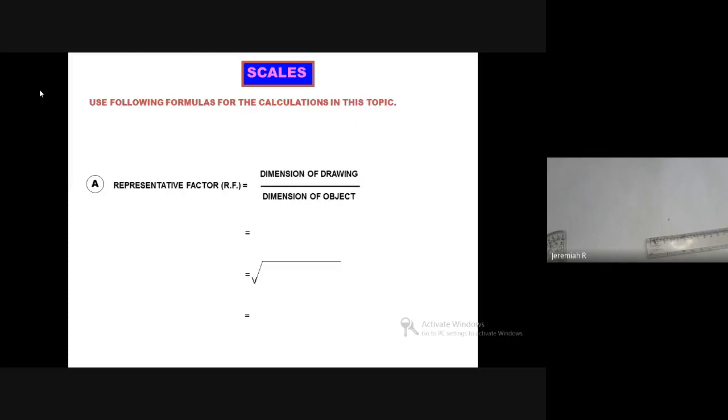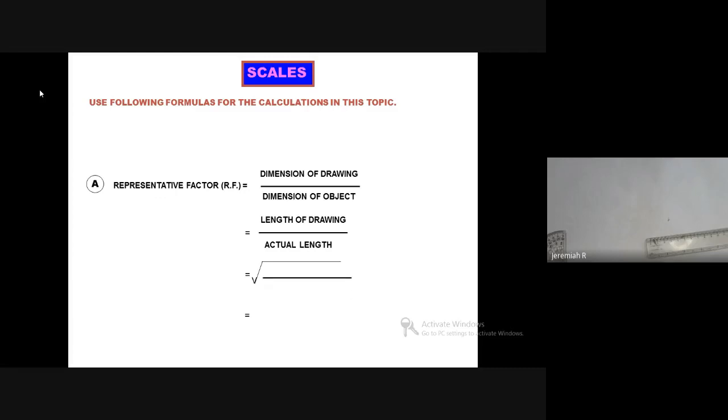So the representative factor is the dimension of the drawing divided by the dimension of the object, that is, the length of the drawing divided by the actual length. The denominator is the original length, and the numerator is the length of the drawing, or the dimension of the drawing.